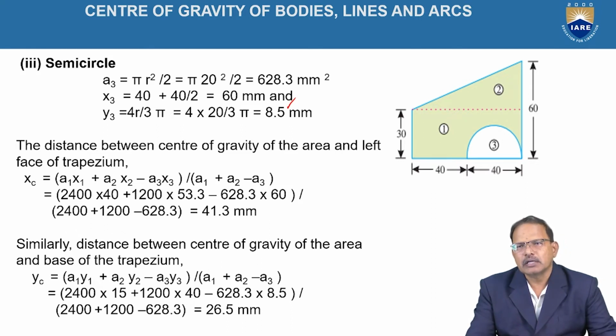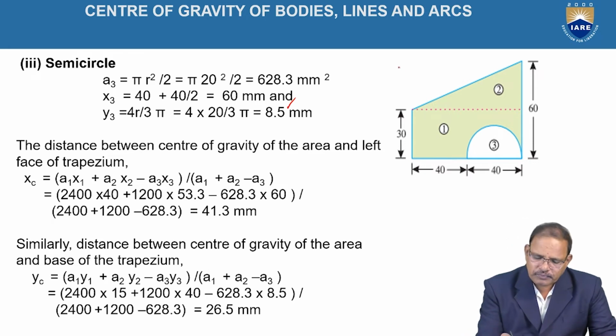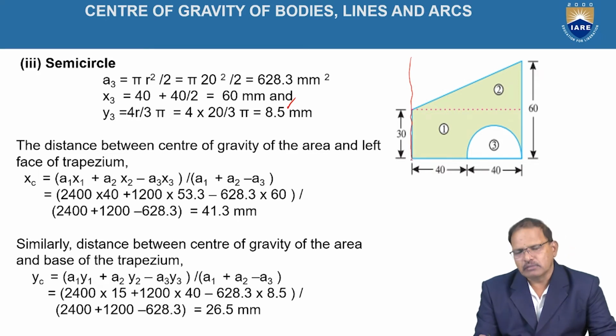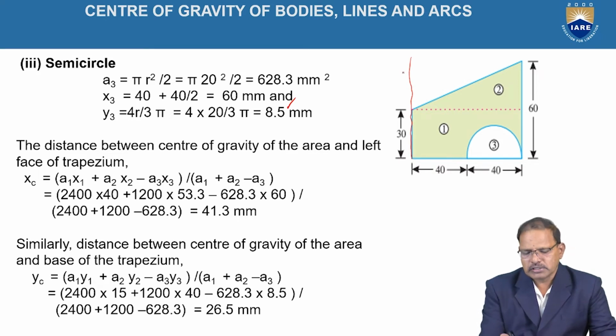The distance of the center of gravity of the area with respect to the extreme vertical line, that is the y-axis, is given by a1 x1 plus a2 x2 minus a3 x3 divided by a1 plus a2 plus a3.